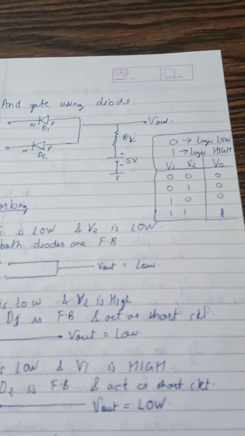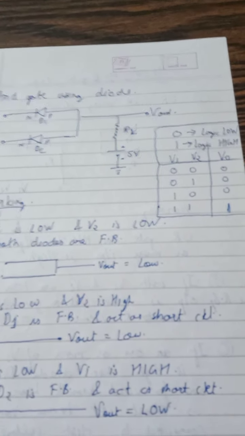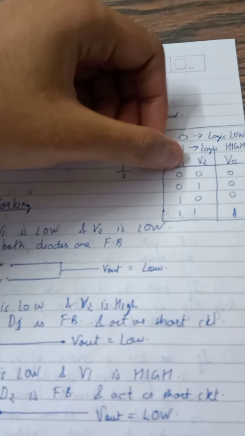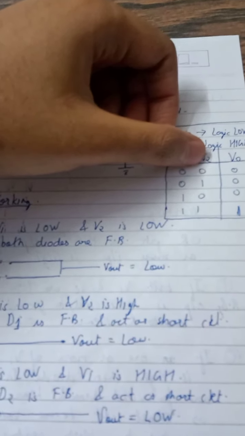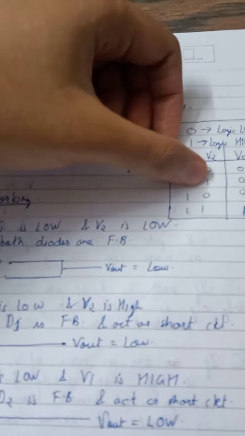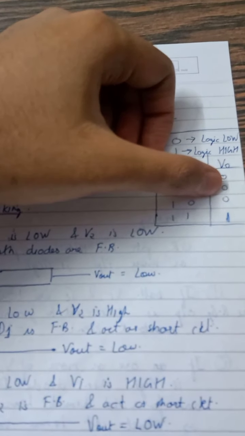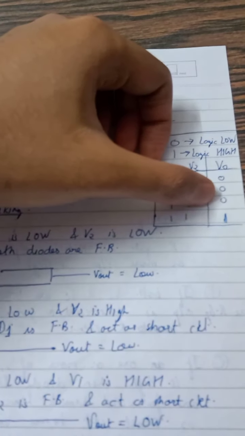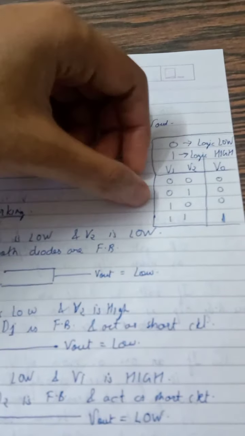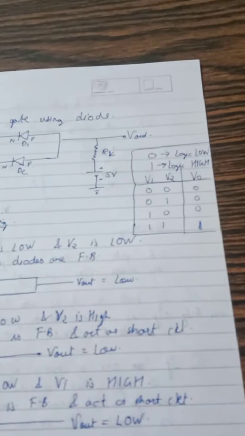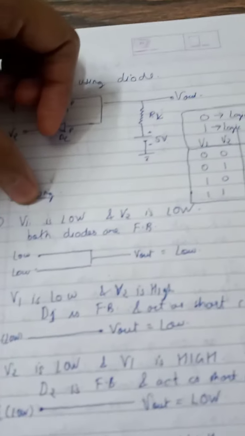So we know that in AND gate the output is logic high, output is 1 or logic high when both V1 and V2 are logic high. So when V1 is 0 or logic low and V2 is also logic low, then the output is logic low. When V1 is 0 and V2 is 1, then output is logic low. When V1 is 1 and V2 is 0, then output is logic low, 0. And when both V1 and V2 are logic high, then output is also logic high. So this is the truth table for AND gate.